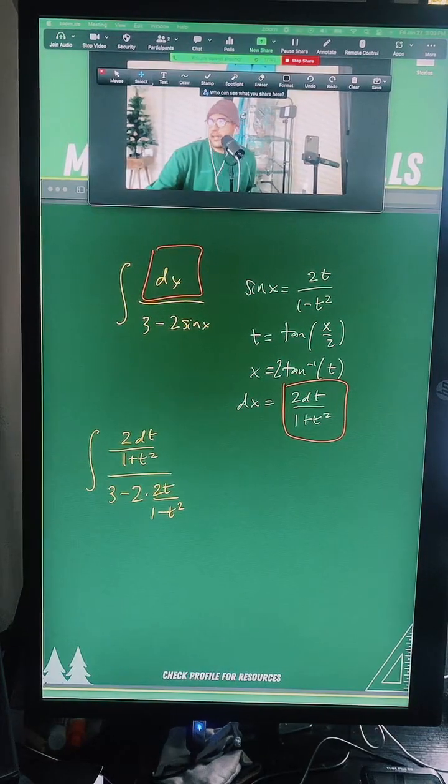I'm just going to double check that I have all that correct. Okay, cool. Everything looks good. So now we've got to go ahead and rewrite this. So Seth, let me just show you this.